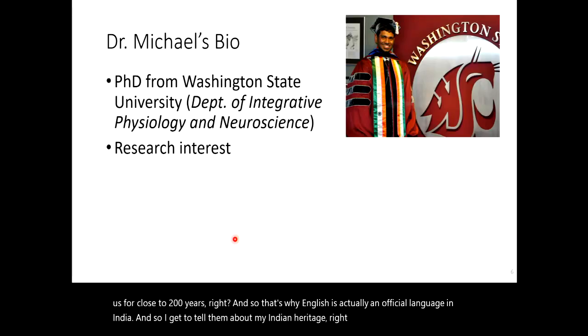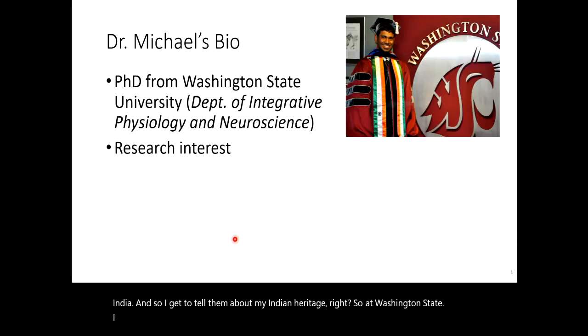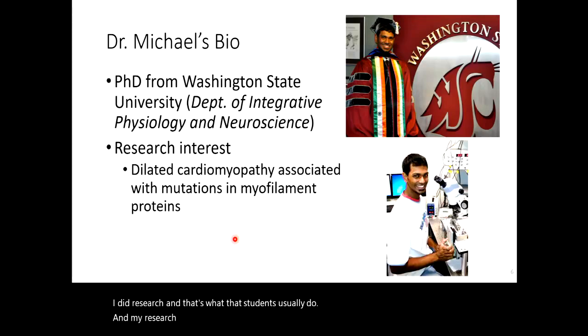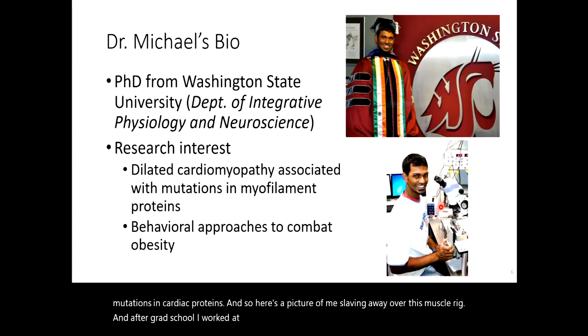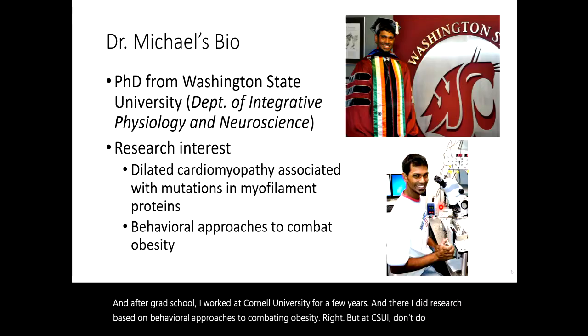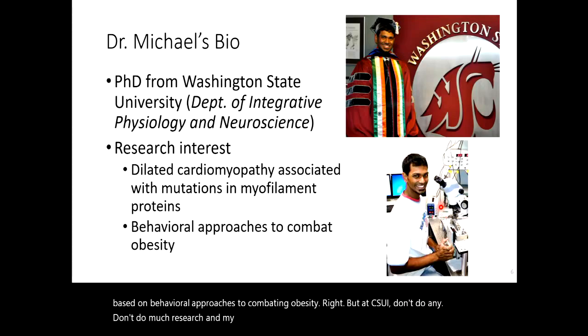So at Washington State, I did research, and that's what grad students usually do. My research work was in this condition called dilated cardiomyopathy, which is caused by mutations in cardiac proteins. And here's a picture of me slaving away over this muscle rig. After grad school, I worked at Cornell University for a few years, and there I did research based on behavioral approaches to combating obesity. Right, but at CSU, I don't do much research, and my main goal is teaching.